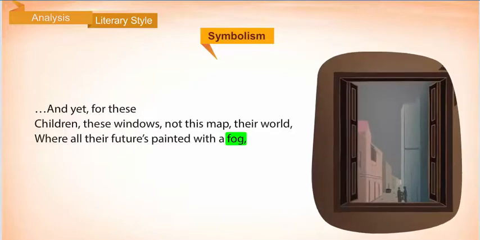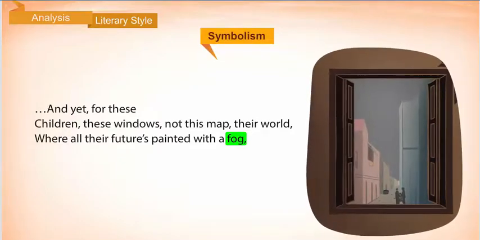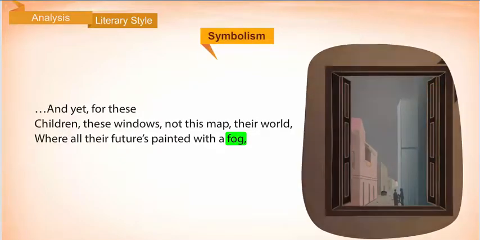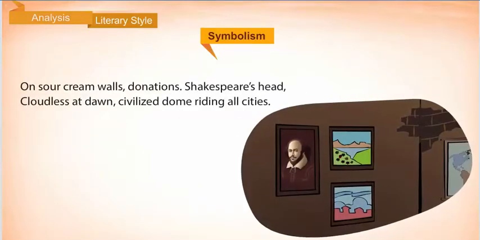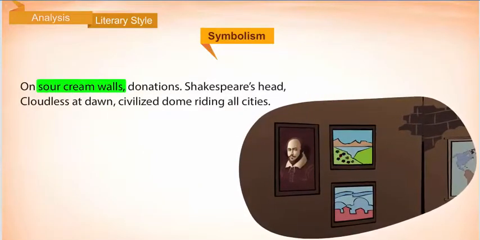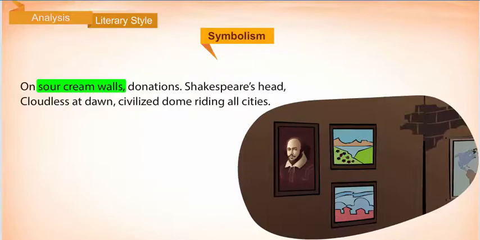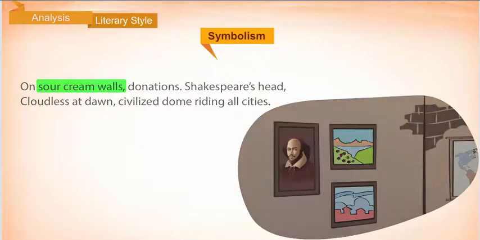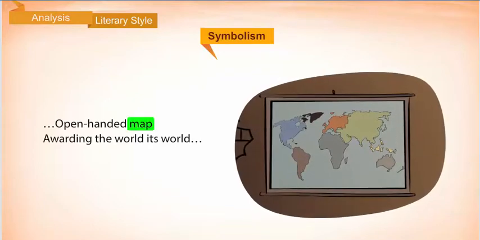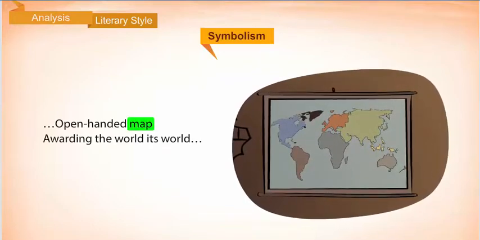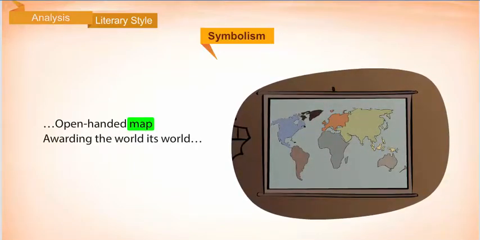The fog is used as a symbol of the colorless and dreary existence of the children. Similarly, the phrase "sour cream walls" stands for the boring, unhappy experience that school is for the slum children. The symbol of the map is used to represent imagined places that the children read about but have no access to. Thus, it highlights social inequality.